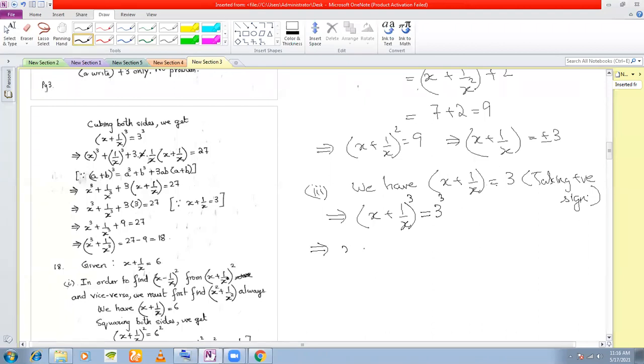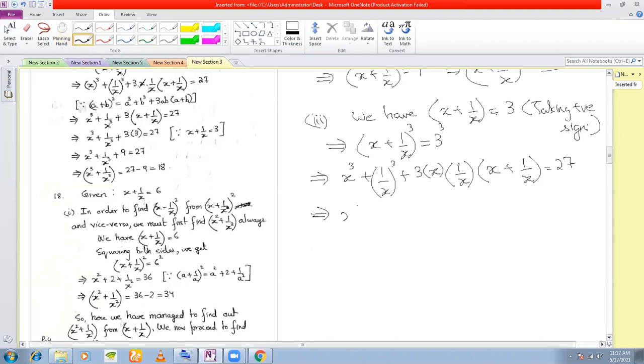a cube plus b cube plus thrice ab into a plus b is equal to 27. Here we have a cube plus b cube. Here again x and x will cancel. It is simply thrice x plus 1 by x. Now you know x plus 1 by x is 3.